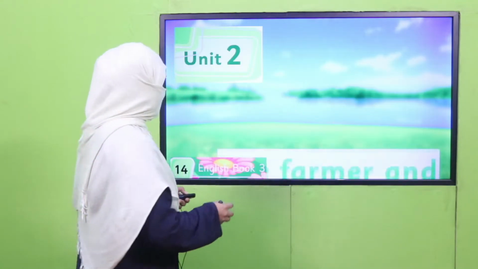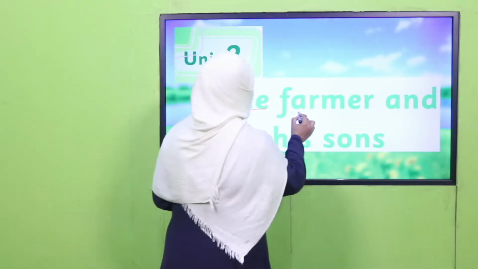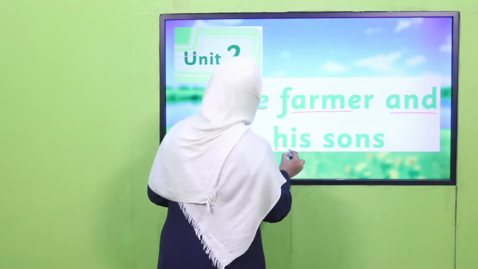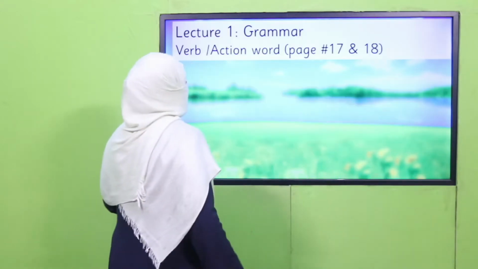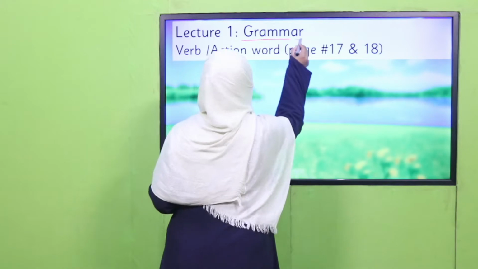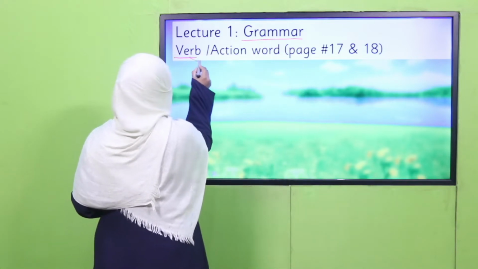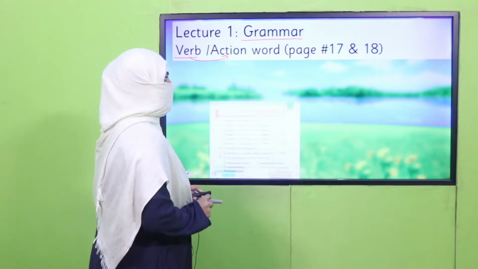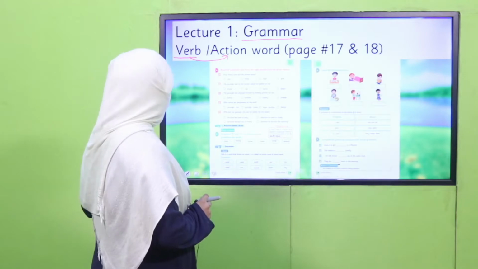We are going to start Unit 2. Its title is The Farmer and His Sons. Today's lecture 1, under the title of grammar, we learn about verb, that is action word, and we'll cover page number 17 and 18 of your book.